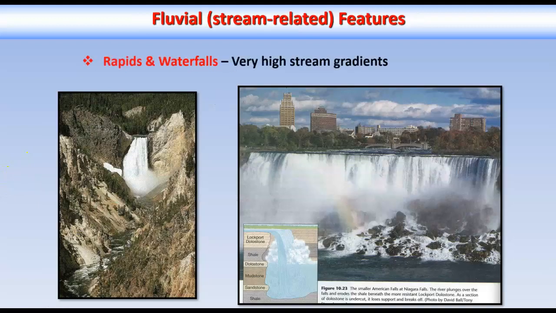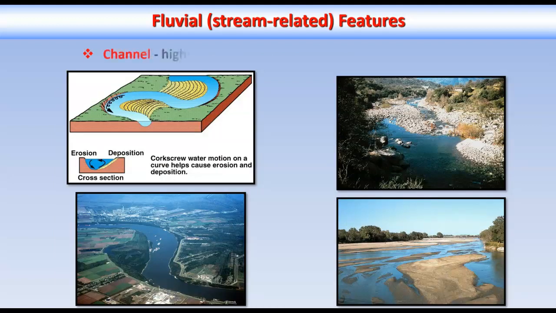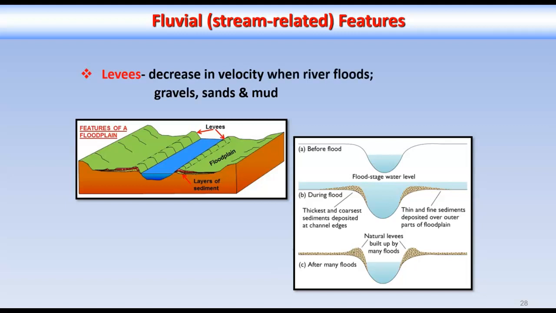All right, what else? So these are some features, right? High velocity, these are the high gradients. We get these types of features. Low velocity, right? We have stream channel deposits. We kind of get these meandering things.